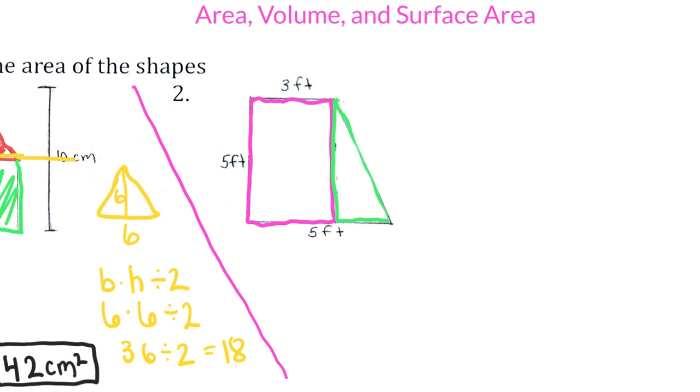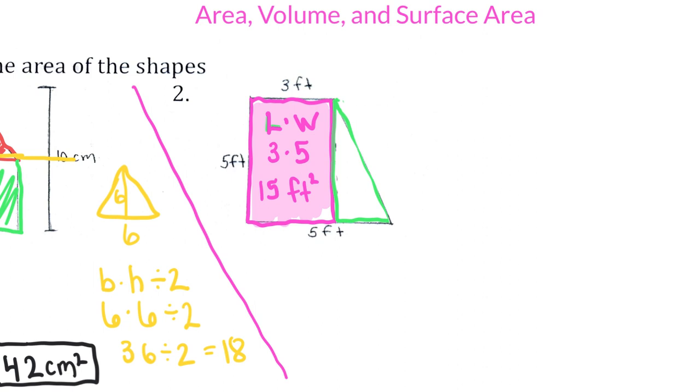So what we are going to do is first find the area of the rectangle here, and that's once again length times width. So my length is 3 and my width is 5. That would be 15, and it's feet squared.